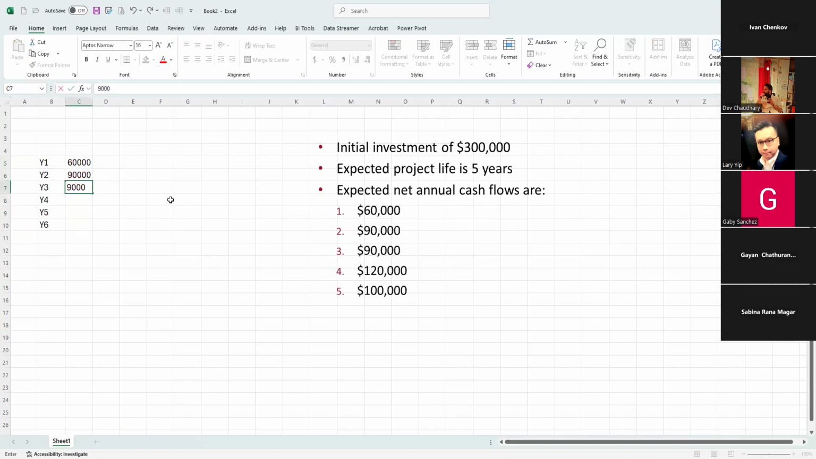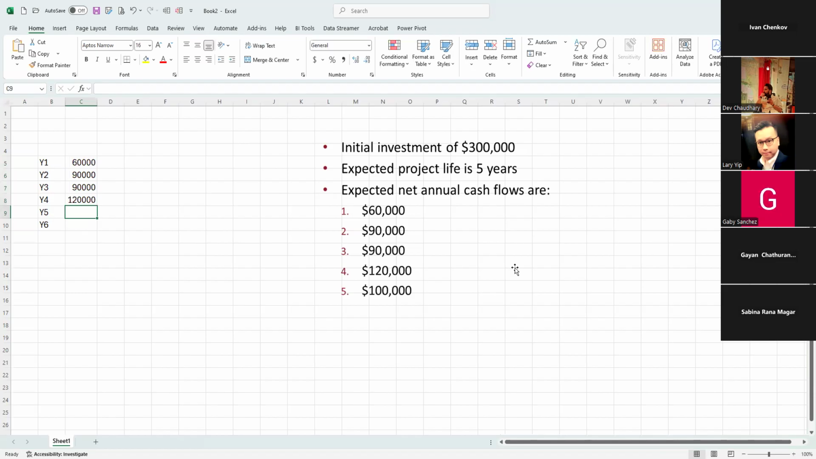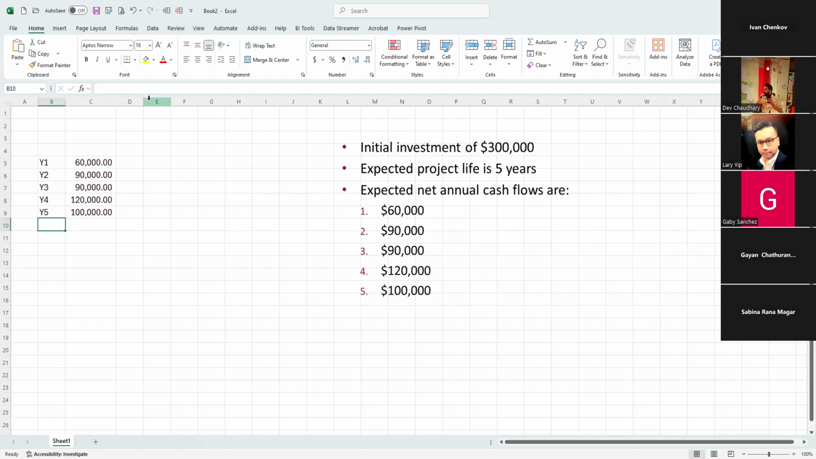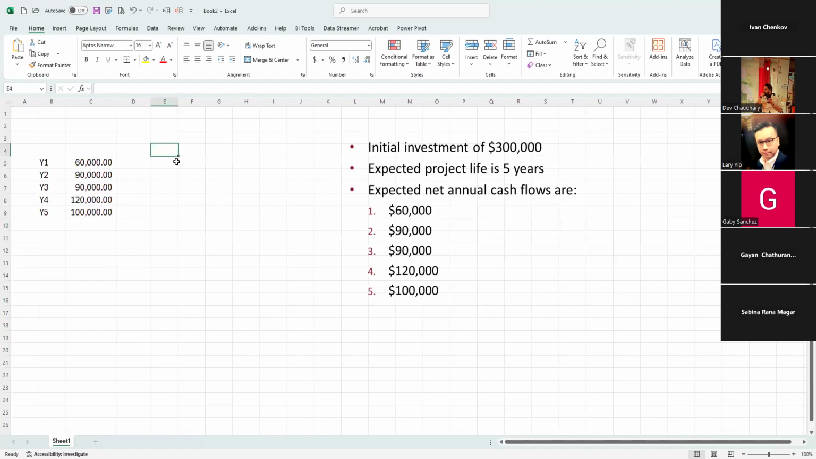Now you see in which year you're reaching your target, which here is $300,000. And once you reach your target, then you have to see, in the year after the year you actually reach the target, what portion of that year it takes to recover the initial investment.